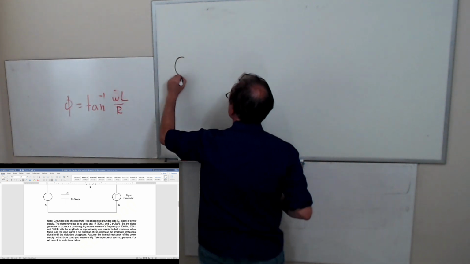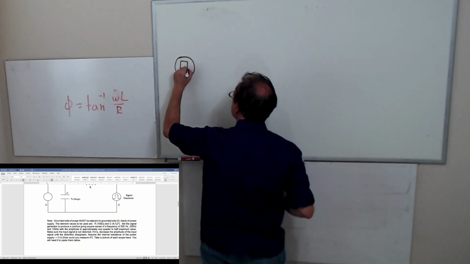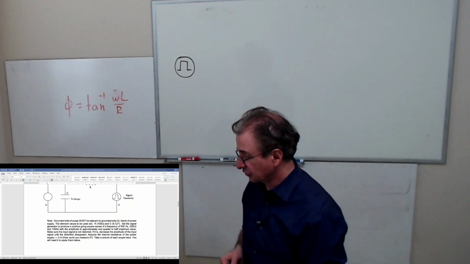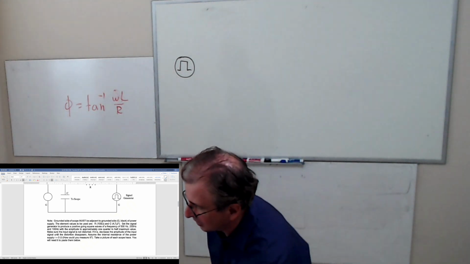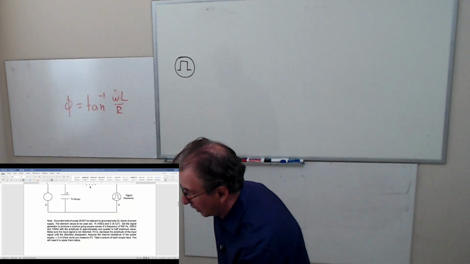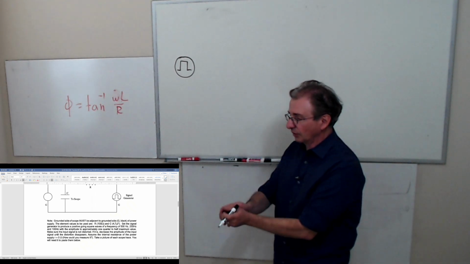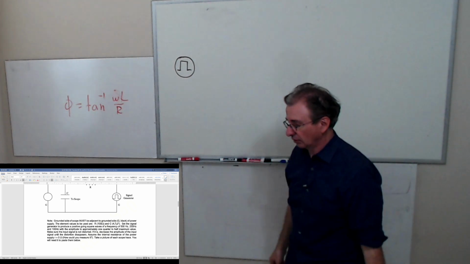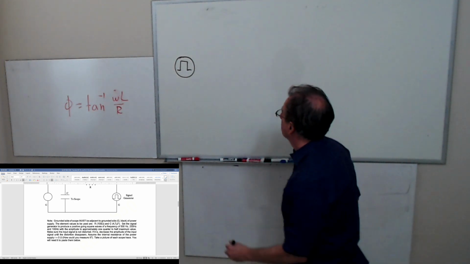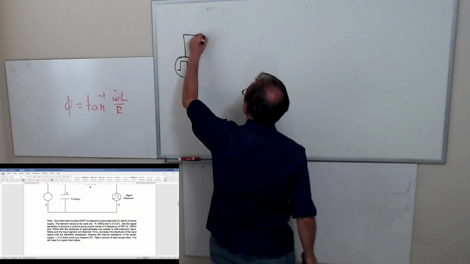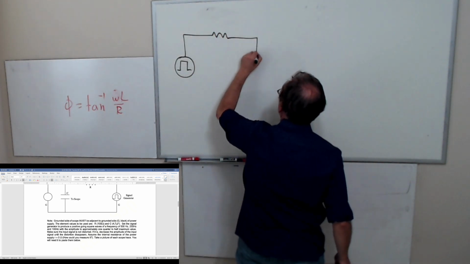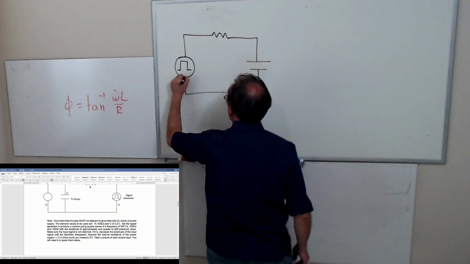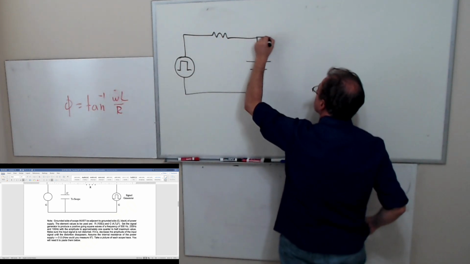So we have a power supply, and the power supply is going to be a square function, because if I use a DC power supply and you try to measure things on a scope, you're going to quickly reach steady state, and you're just going to get a horizontal line to look at, which is really boring. We'll have a resistor, a capacitor, and you're going to monitor the voltage across the capacitor.